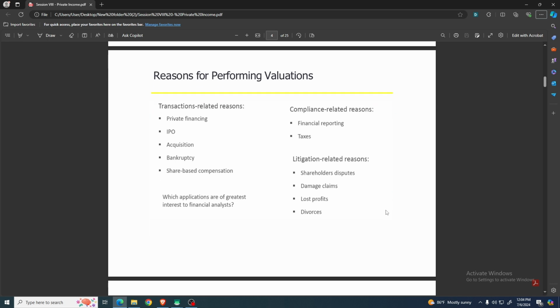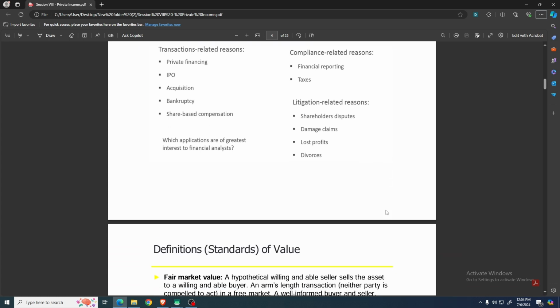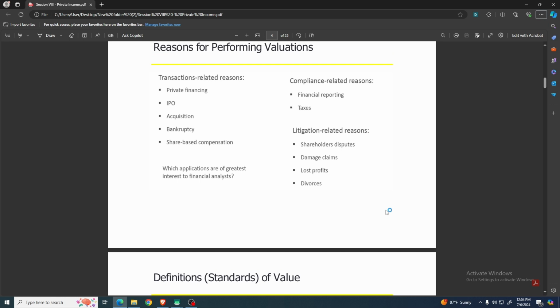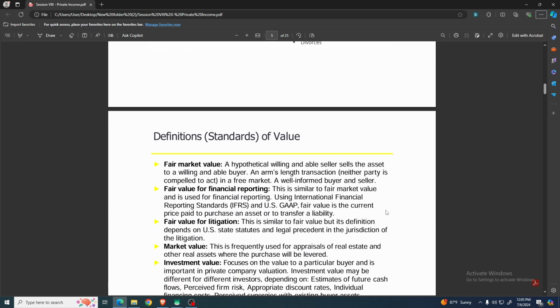So you can see under all three areas, transactions, compliance, and litigation, how private entities would need to perform valuation under different scenarios, under different circumstances, and how each of them is perfectly reasonable and the additional value it would generate under each of these circumstances.